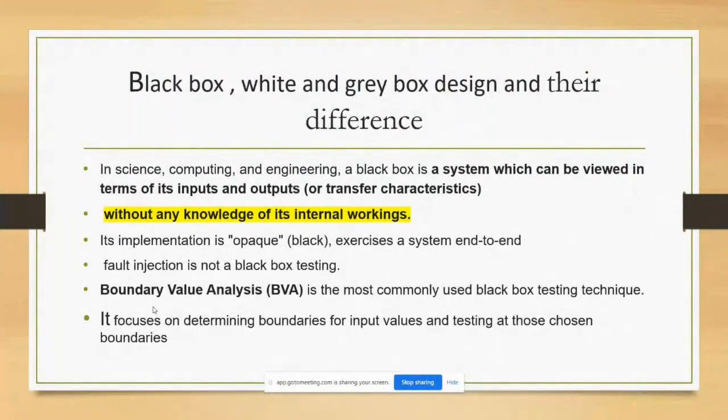And it focuses on determining the boundaries for input values and testing at those chosen boundaries. Suppose one herbal drug is there, so the boundaries are how it acts: rasa, guna, virya, vipaka, prabhava, karma. These are the boundaries of that drug, and we need to check by which testing or method it is acting, by rasa, or by virya, or by prabhava. So we need to find out the boundaries and the internal working of the drug.